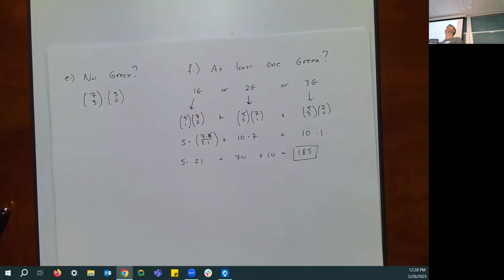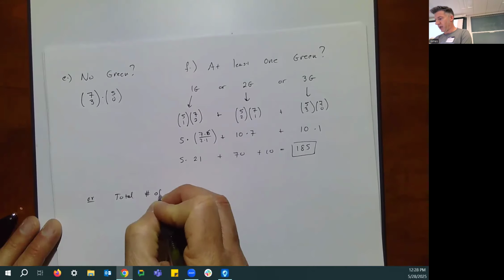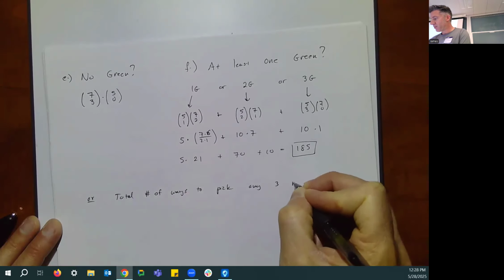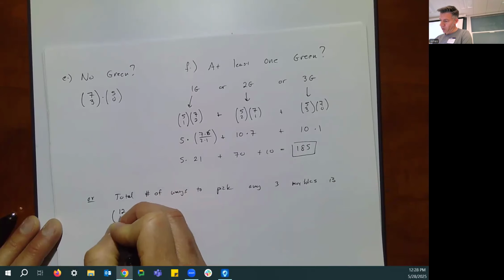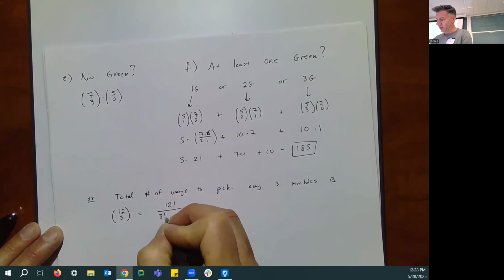Now we're going to do it a much, much, much easier way. So this idea that we're about to talk about is like the idea of the complement, meaning instead of counting up all the things you want, count up all the things you don't want and subtract that from the total. So first you have to ask ourselves, what's the total? Well, the total number of ways to pick any 3 marbles is, in this example, 12 choose 3, which is equal to 12 factorial over 3 factorial times 9 factorial.